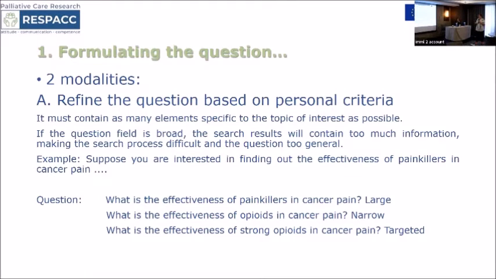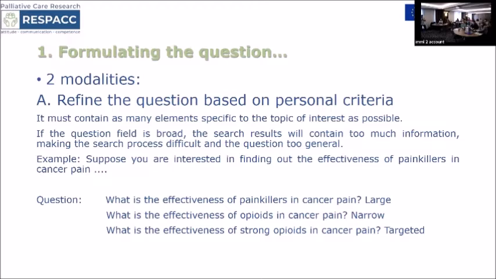So you think about your question and then you try to narrow it down looking at your interest. For example, you want to know about cancer pain and painkillers. This is really very broad. If you search like this, if you put analgesics or painkillers or all the synonyms there, and cancer pain, probably we end up with 700,000 hits. Nobody can screen that kind of amount. Nobody can screen even 1,000 articles.